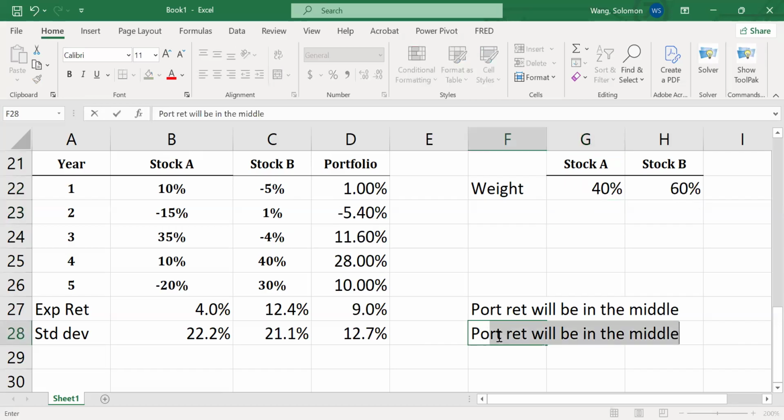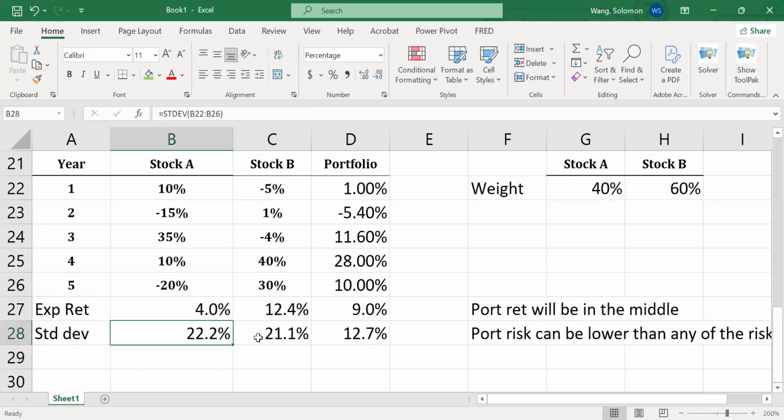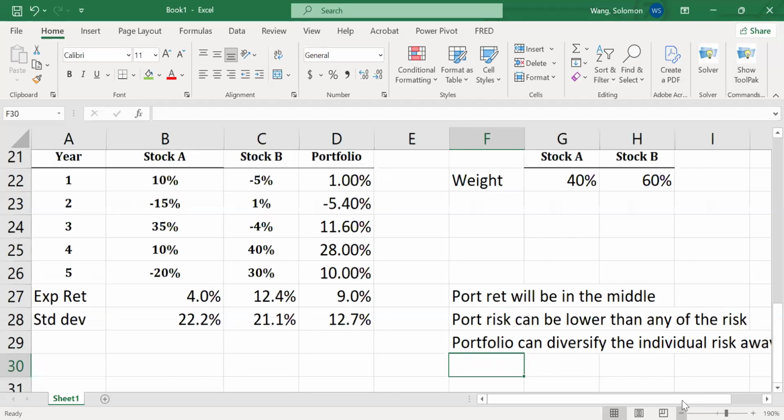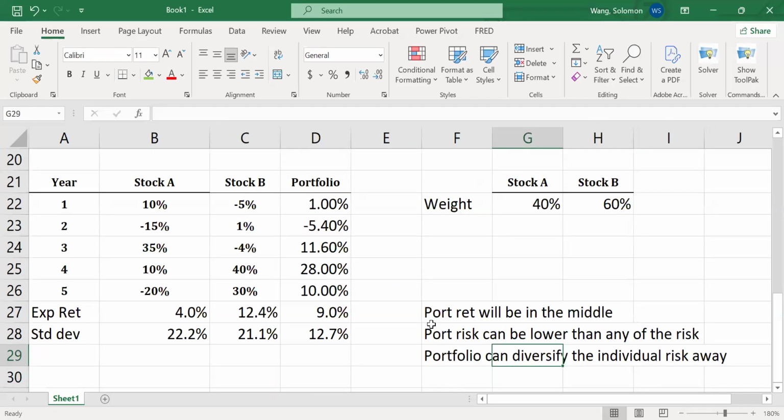But if you look at the portfolio risk, it can be lower than any of the risks. So you have two risks, A's risk and B's risk. A's risk is 22%, B's risk is 21%, but the portfolio is like half of that. So that's the beauty of it. Portfolio can diversify the individual risk away. If you make a smart portfolio, some of the risk of stock A and stock B can be diversified away by making a smart combination.